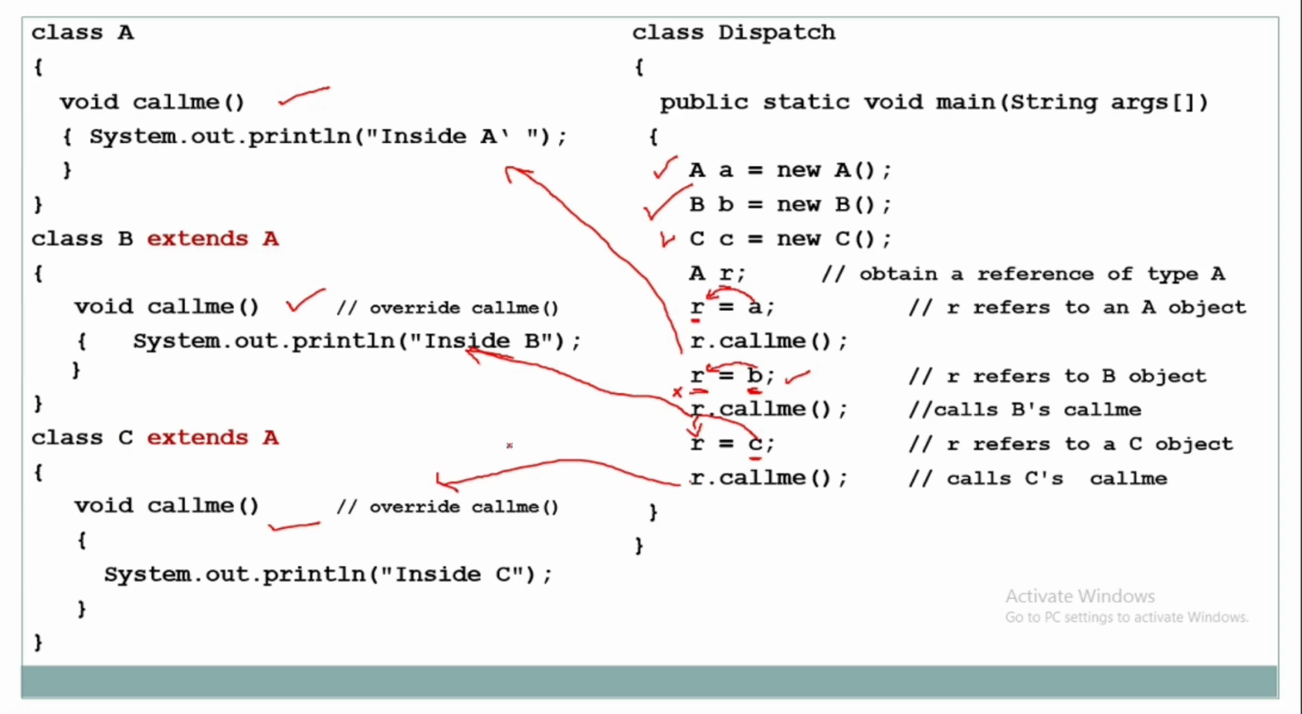So all these calls, the decision to make a call is done during the runtime. That's the reason it is an example of runtime polymorphism.